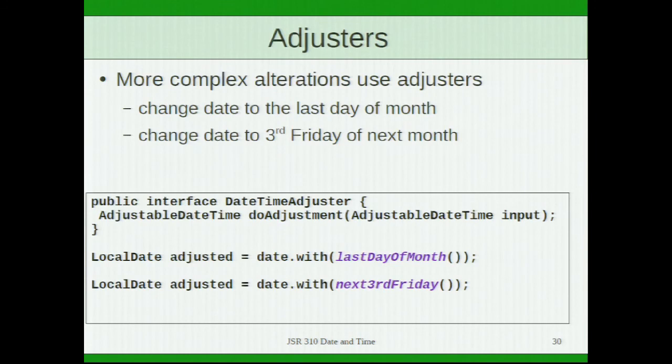But there are more complicated ways to adjust dates and times than that. So we have this adjuster interface. What this allows us to do is pre-package up logic for changing dates and times. So you can say date dot with the last day of the month, or a date dot with the next third Friday of the month, or last Wednesday of the month.